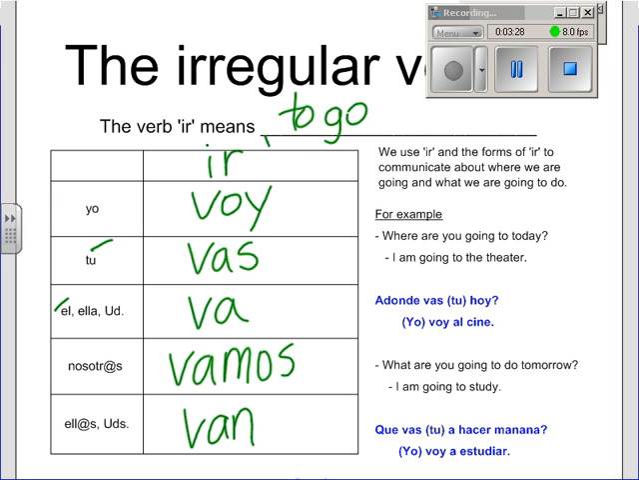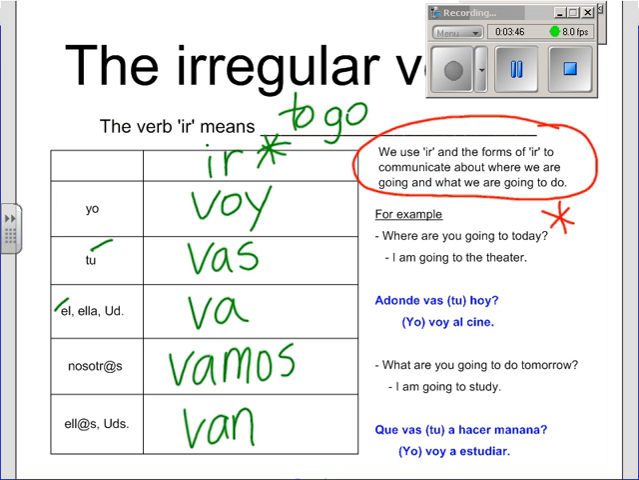Now this is completely irregular, right? We take away the ir and there's nothing left, and so those were just created completely irregular forms. We have to memorize those. Yo voy, tú vas, él va, nosotros vamos, ellos van. So we use this in order to communicate where we're going and what we're going to do.